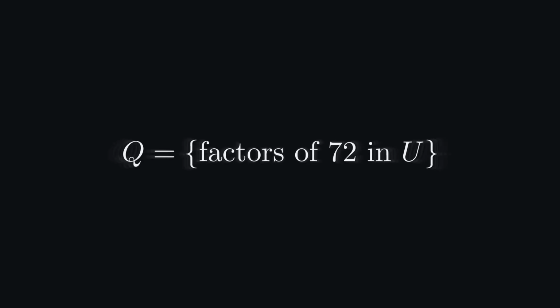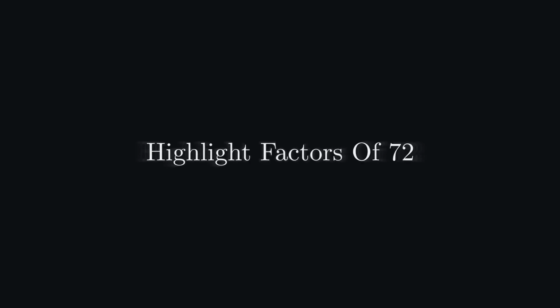Now, let's find the elements of set Q. Set Q includes the factors of 72 that are in U. Next, we will highlight the factors of 72. The factors of 72 in our universal set are 18, 24, and 36.